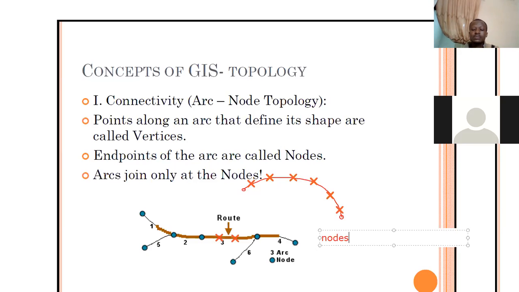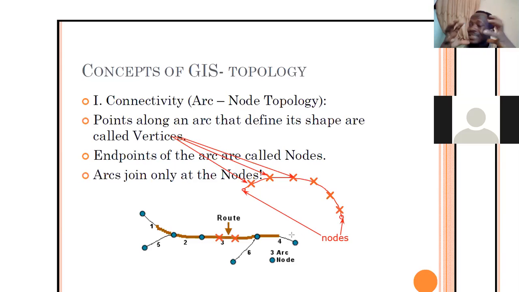So nodes, okay? We are talking about the beginning and the end. In between, we have the vertices. So this is an example of a vertex. That's another example of a vertex. So many vertices. Normally we'll have more vertices than nodes. This is the whole idea of connectivity.